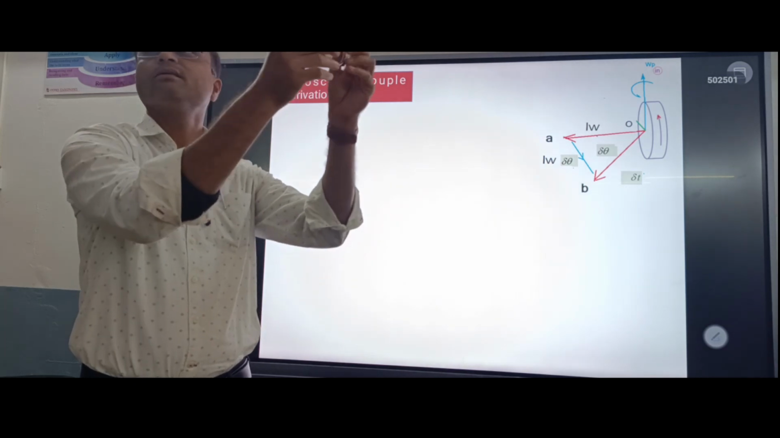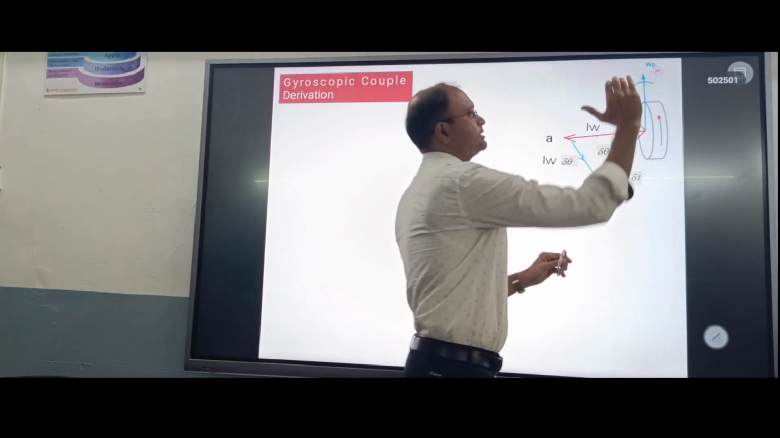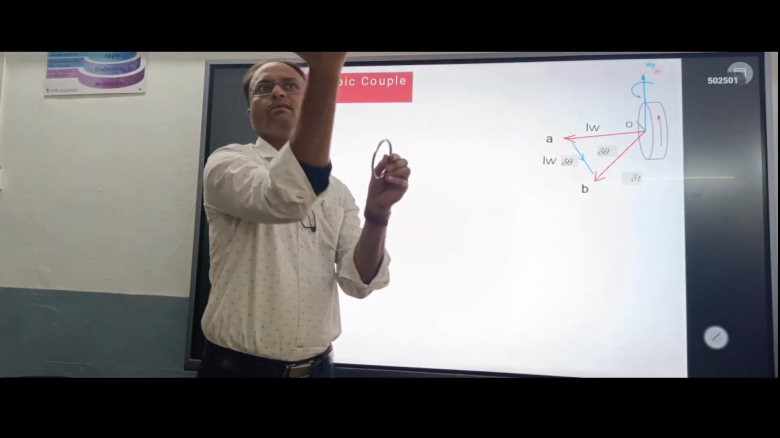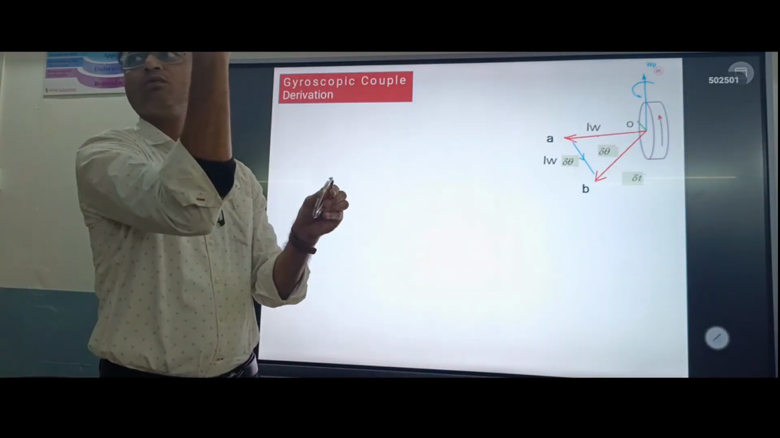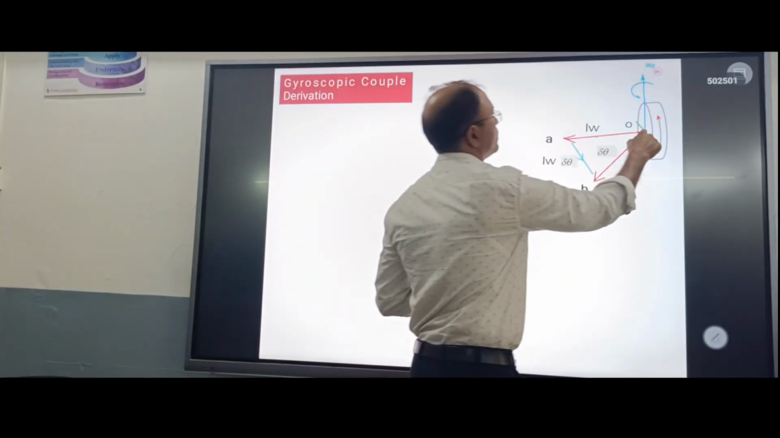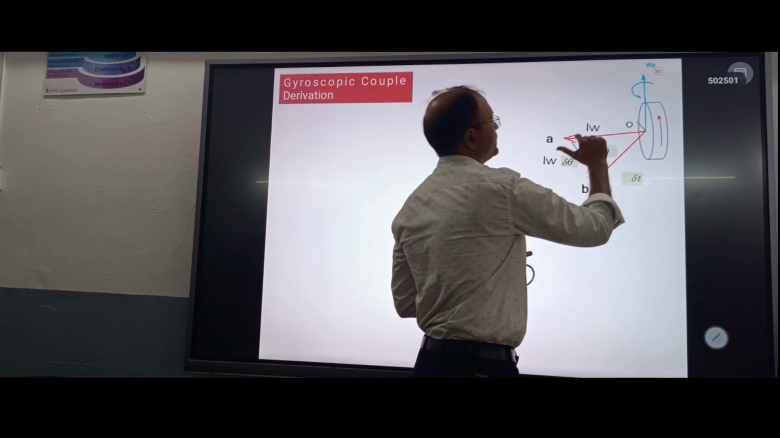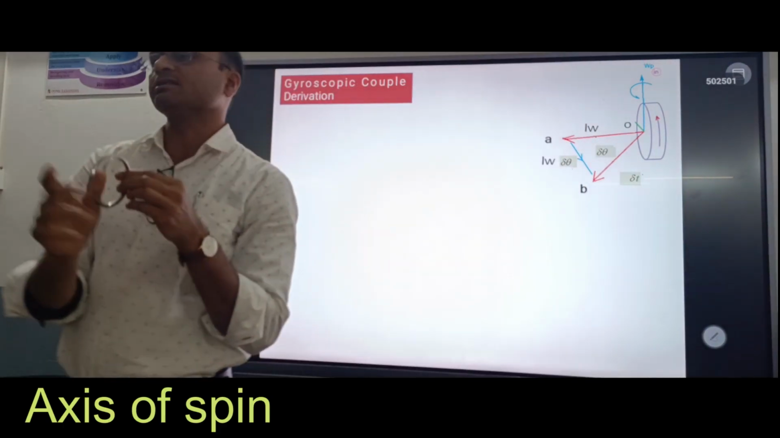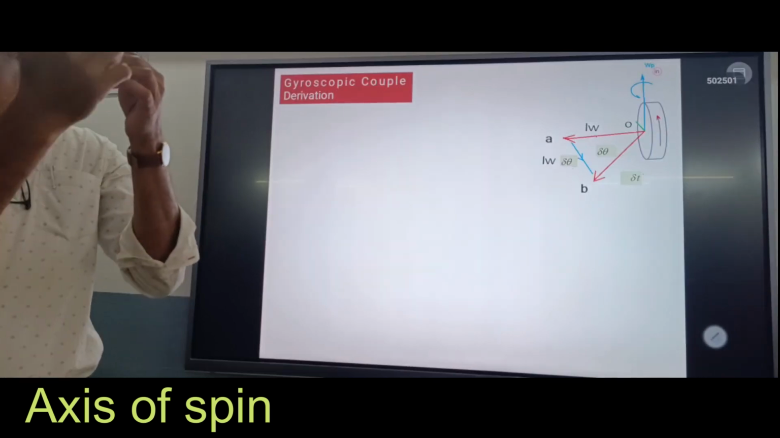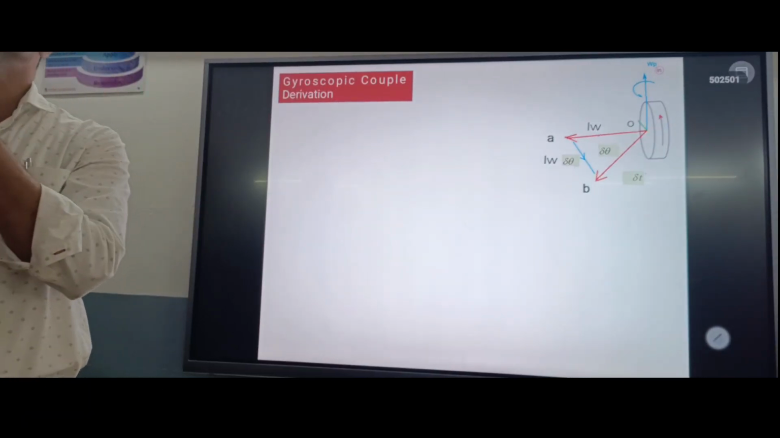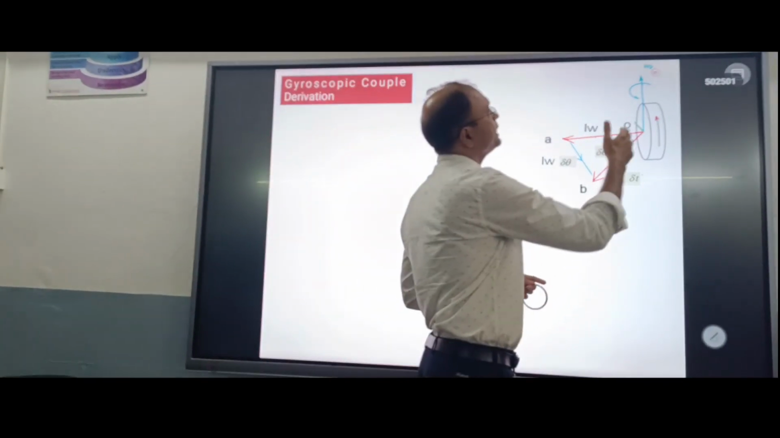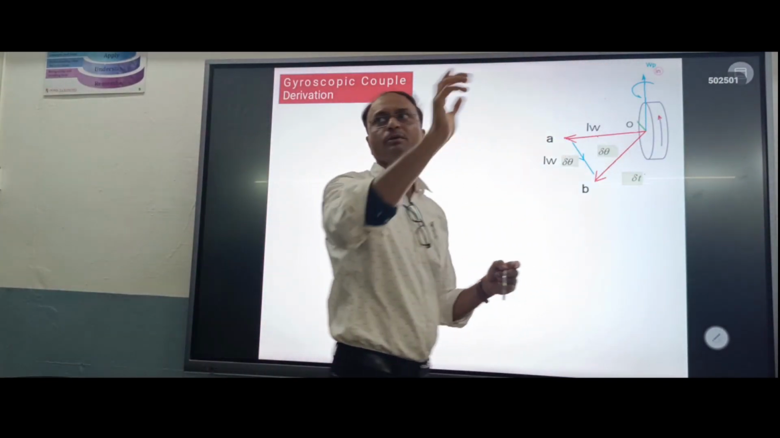The disc is rotating in this direction. The arrow indicates the direction, right? That means the fingers are indicating the direction. So what is this? The vector. Okay, so the direction of this vector is called the spin axis. The disc is spinning about this axis, so this is called the axis of spin. Is it understood?